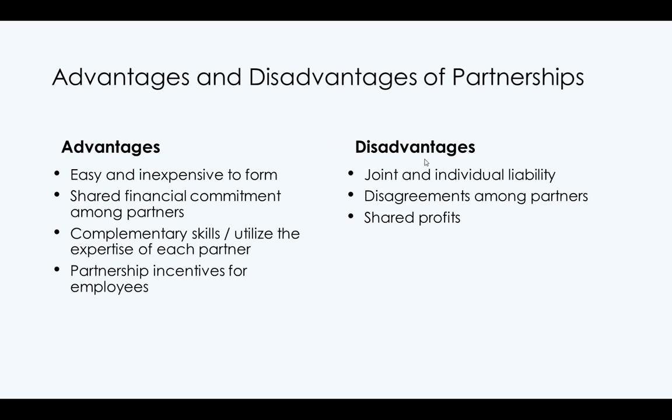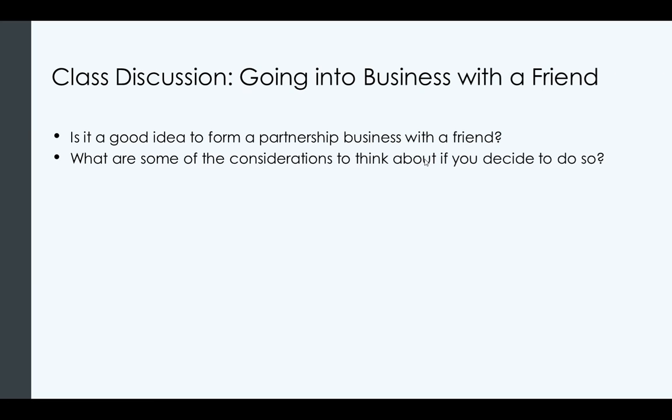And then, of course, sharing the profits. It doesn't matter what the situation is, 50-50 split, and maybe each one of those partners puts in the exact same amount of hours, someone is still going to interpret that one person worked harder than the other at some point, and so there's going to be a disagreement about the sharing of profits. So that can be a disadvantage, that you don't get to keep all of that money.